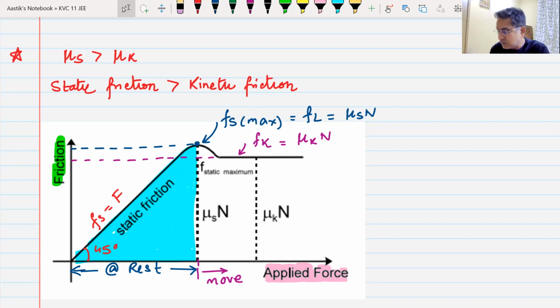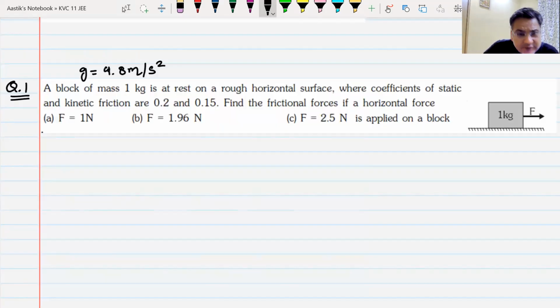Okay, so this is the question. Here the value of G has to be taken as 9.8 meter per second square. A block of mass 1 kg is at rest on a rough horizontal surface where the coefficient of static friction is more, 0.2. Kinetic friction coefficient is 0.15. Find the frictional force if a horizontal force acts on it: case number 1, 1 Newton; case number 2, 1.6 Newton; case number 3, 2.5 Newton. You have 2 minutes to give me the answer.